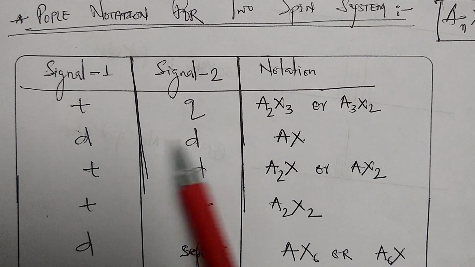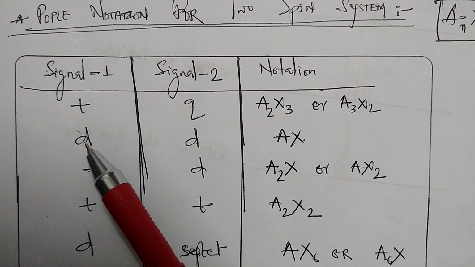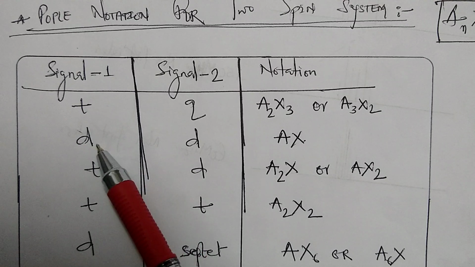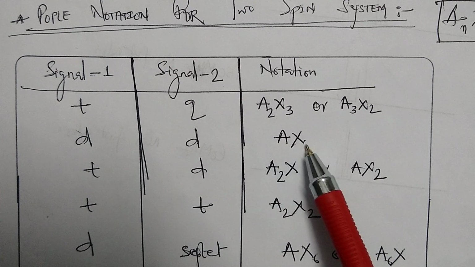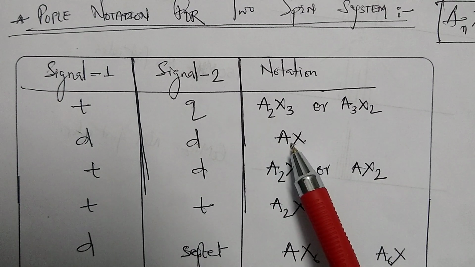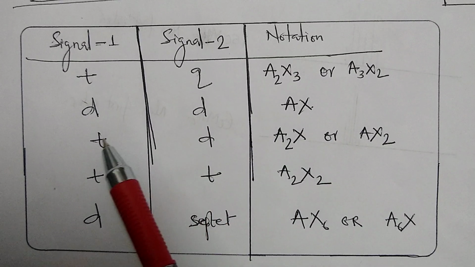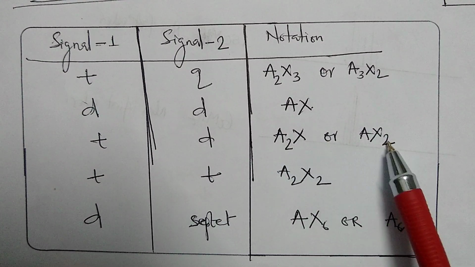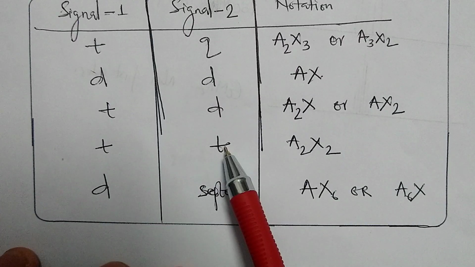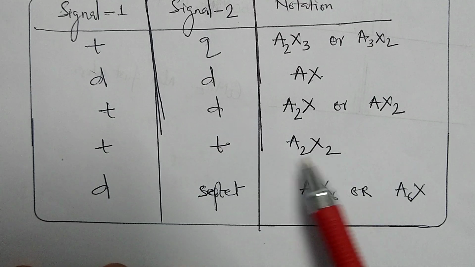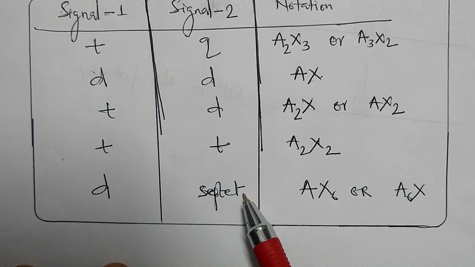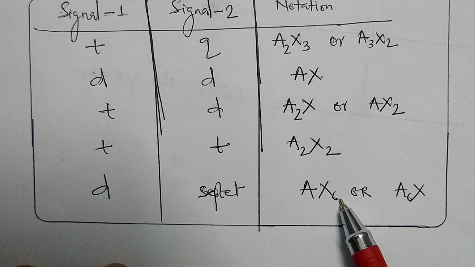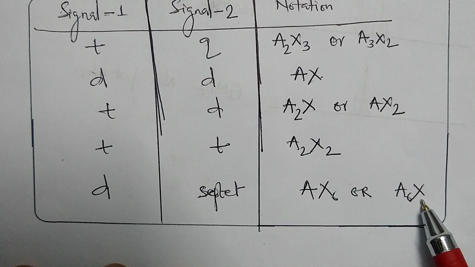Another one, doublet. Doublet means we have to write the values of n and x by lowering one value, that is, doublet means we write the value 1. So A1X1, but 1 is not written down, so AX. With that, triplet, doublet: triplet means we write the value 2, so A2X or AX2 it can be written as. Triplet, triplet it will be A2X2. For doublet, septet: septet means 7, lowering one value we get 6, and doublet gets 1. So A1X6, likewise we can write A6X.